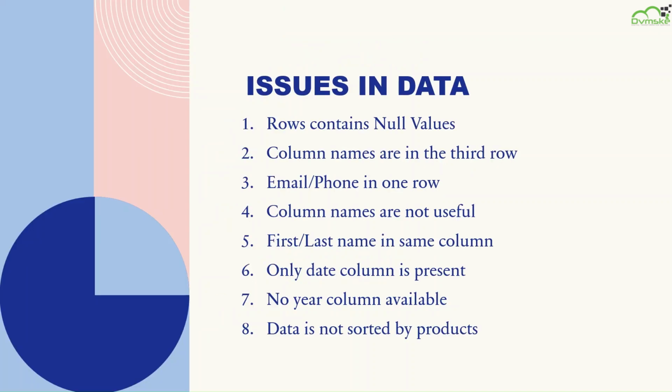Before we begin transforming, let's understand what kind of issues are present in our dataset. We may find problems like rows that contain null values, column names starting from the third row instead of the first, email and phone numbers stored in a single column, column names that don't describe the data, first and last names stored together, a date column without the year explicitly mentioned, and data that is not sorted by product.